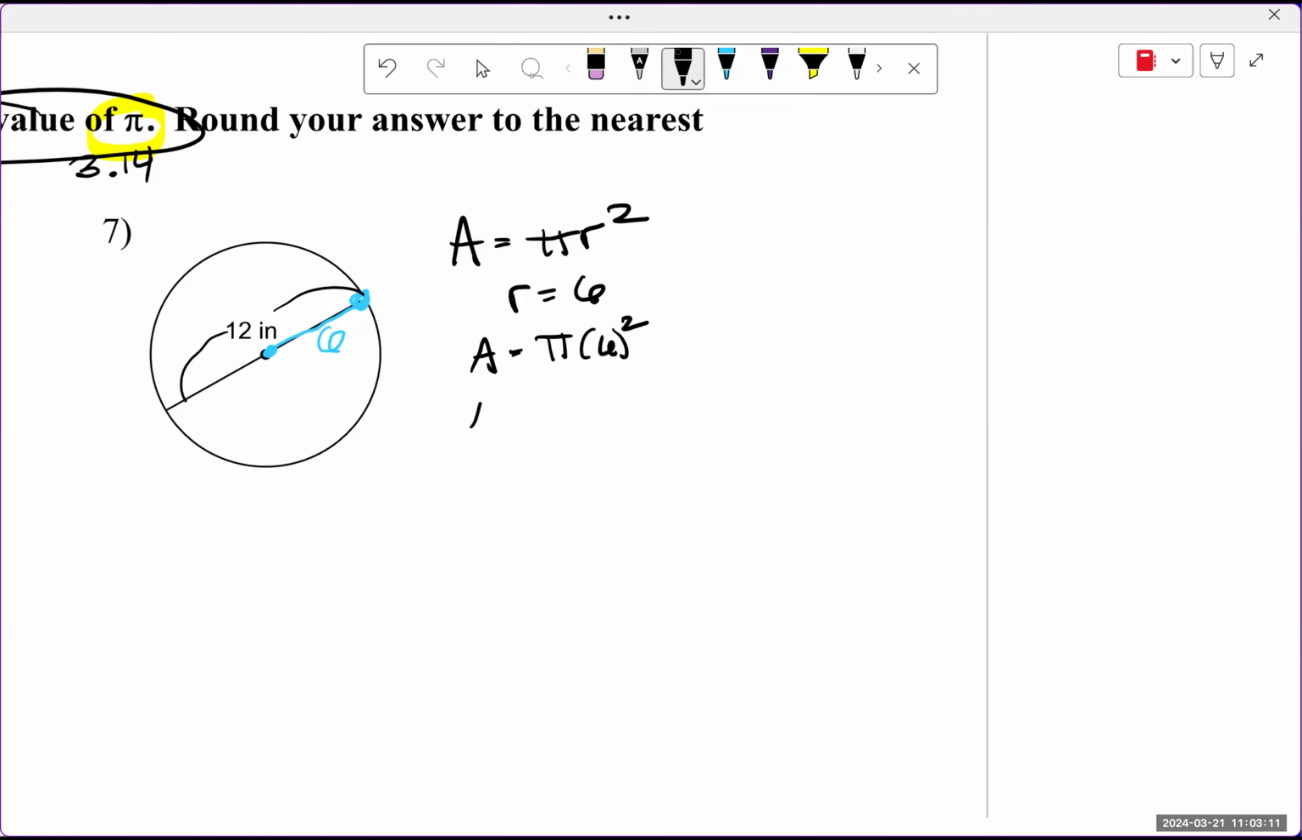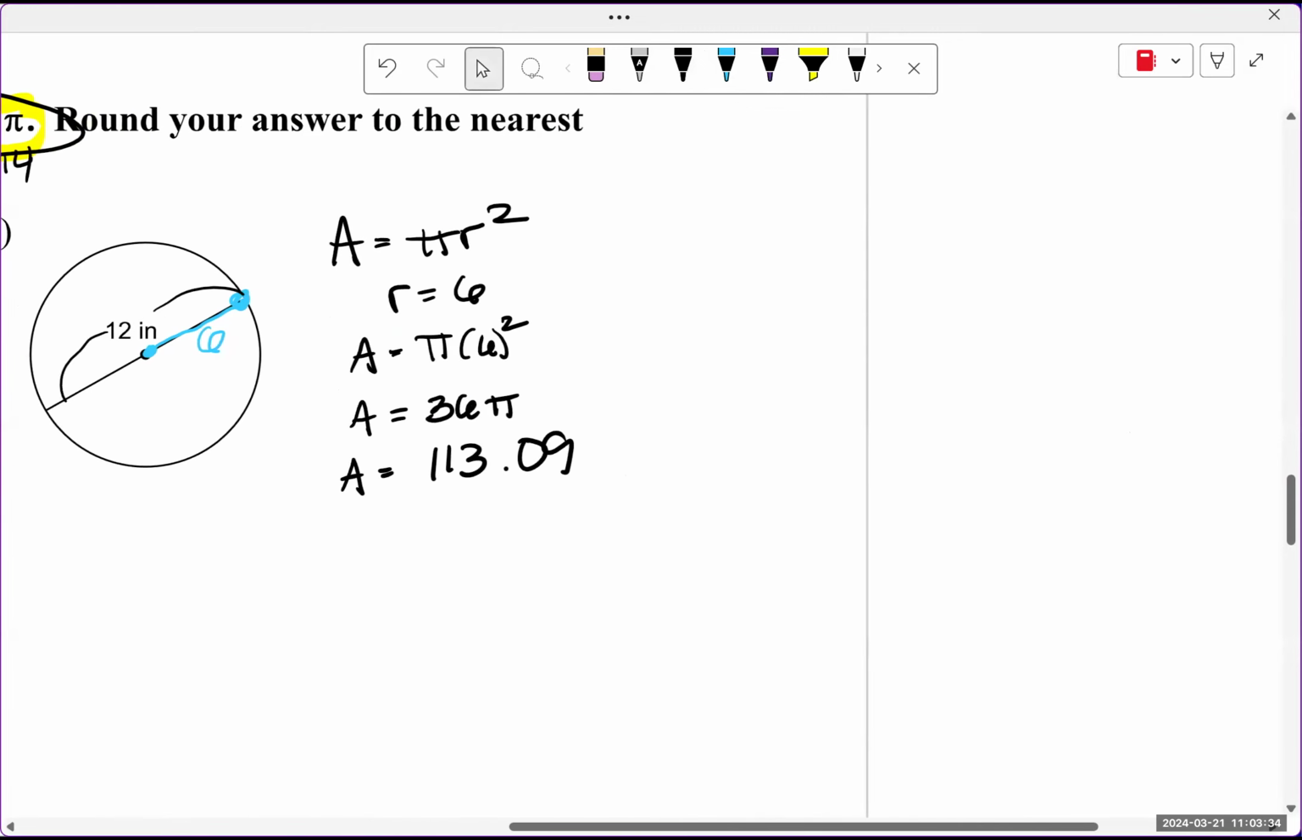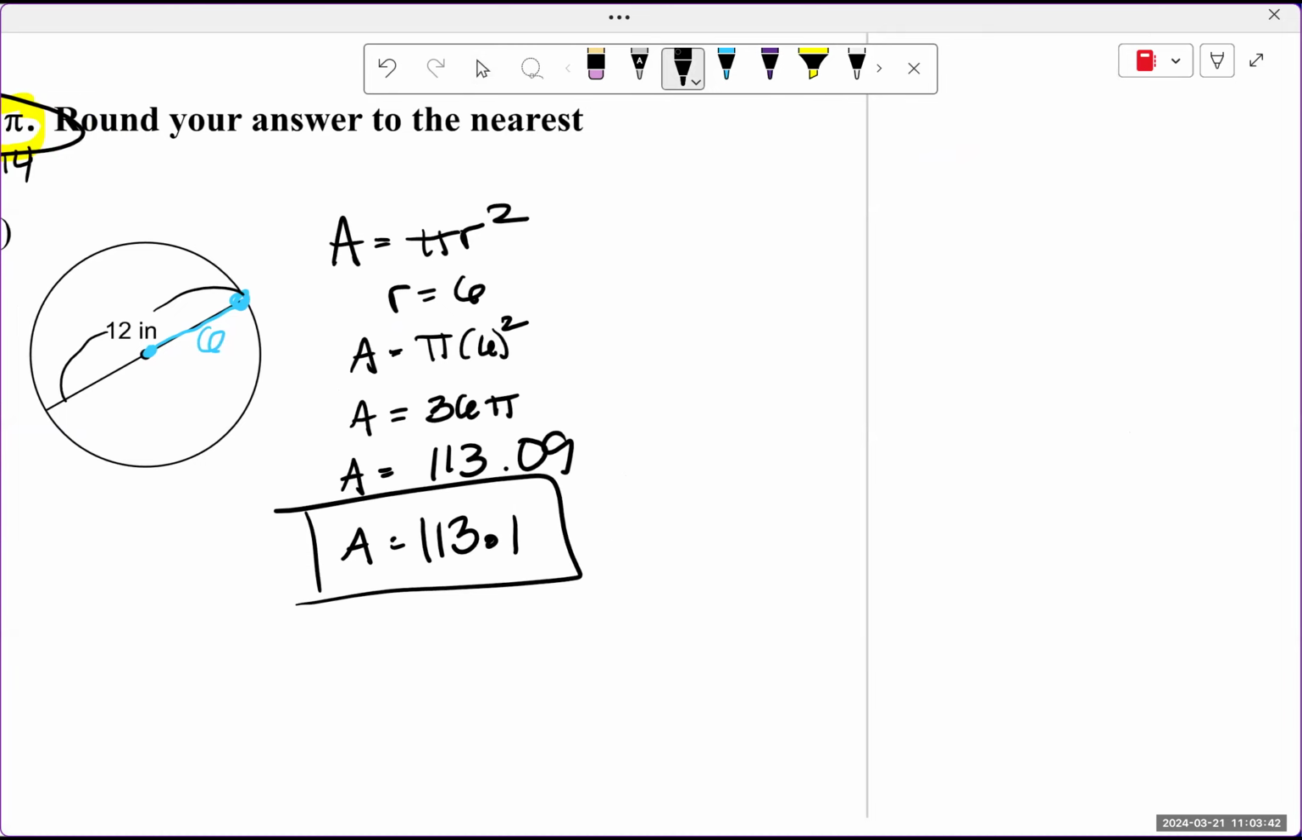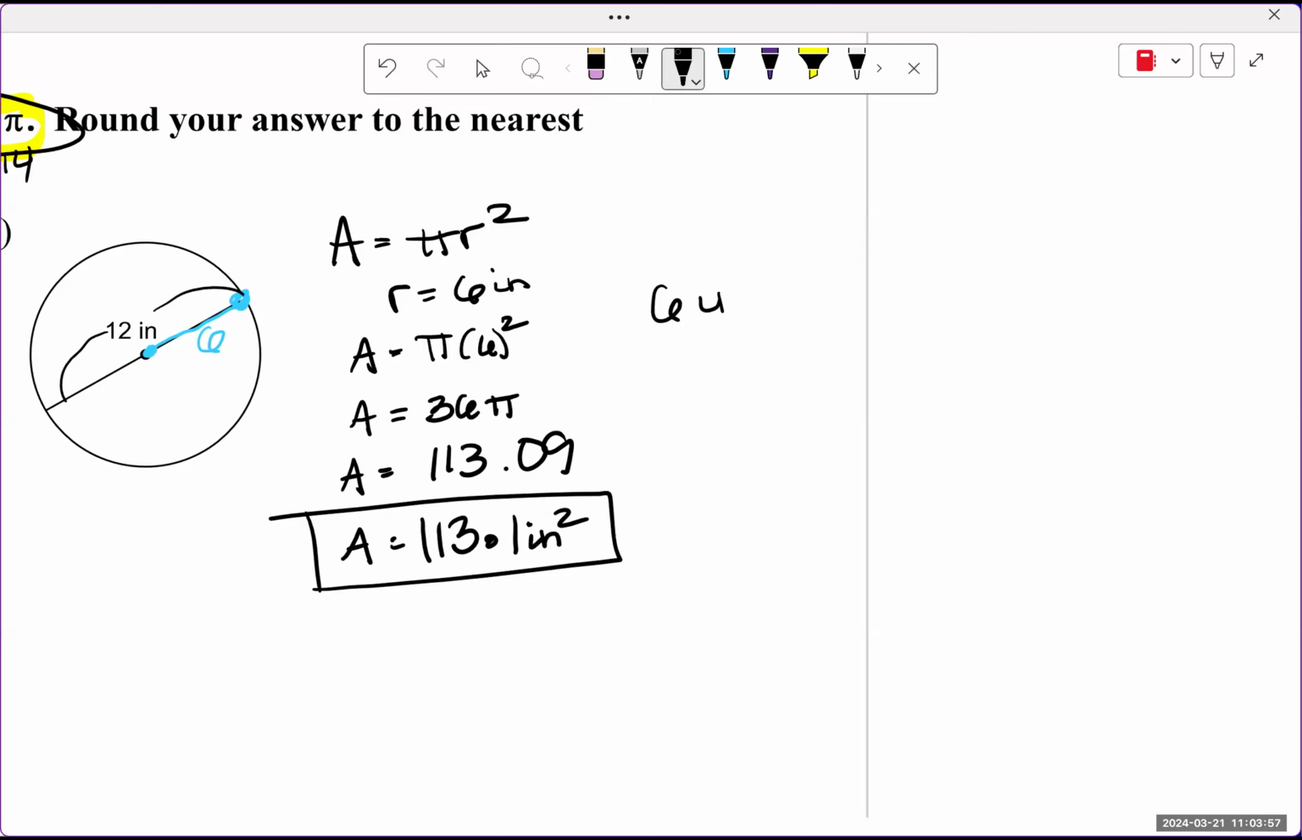Yep. 36 pi would be in terms of pi. Plug it into a calculator using the pi button. 36 times pi is 113.09. Nearest tenth, 113.1. And area is inches squared. Now you can see that right there. If the radius is 6 inches, 6 inches squared, that's where the inches squared comes from, squaring the radius.